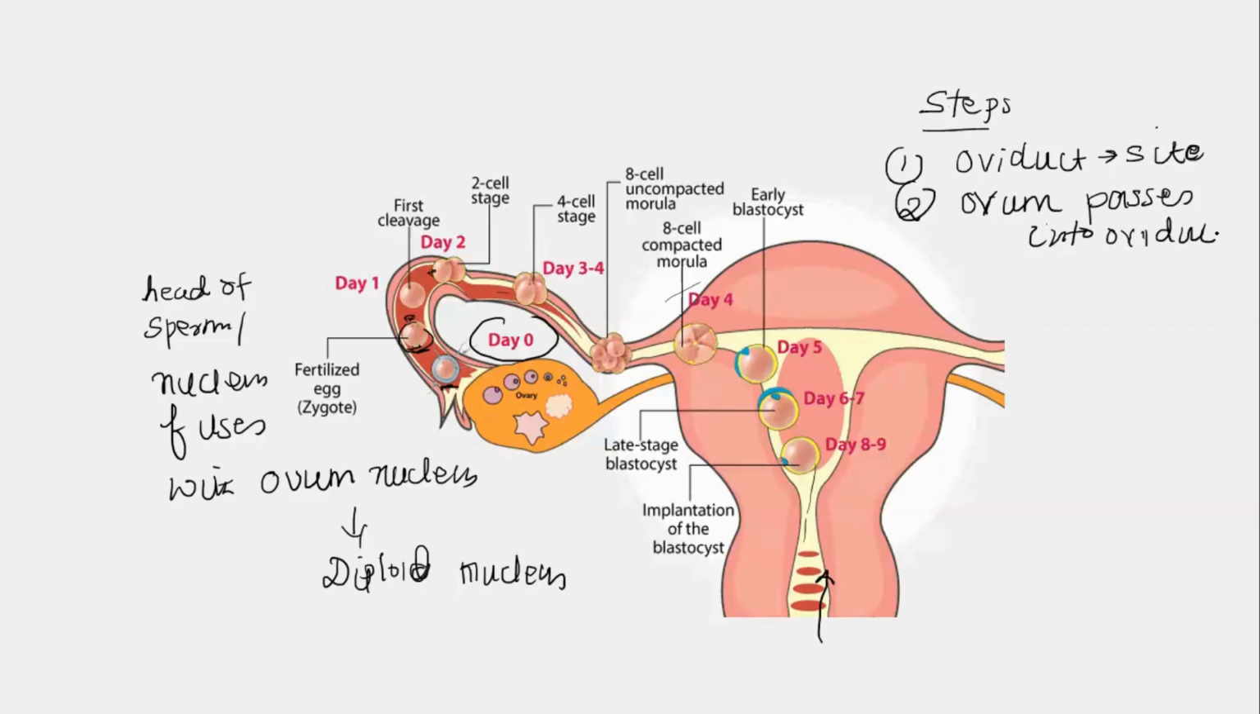Okay. Now, after passing into the oviduct, it waits for the sperm. And sperm remains active for around 2 days. All right. And then the sperm nucleus fuses with the ovum nucleus to form the diploid zygote. Okay, so this is what is called fertilization.